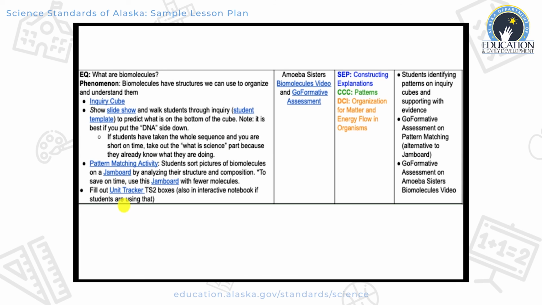And as you read into the unit itself, you can see the inquiry cube activity. There's a slideshow that you can follow up with that conversation, and some additional pattern matching activities, because the cross-cutting concept for this lesson is patterns, and you can see that coded over here in green. You can also see that the science and engineering practice is constructing explanations. And then finally in orange, you see our disciplinary core idea. And there's all sorts of helpful links for you as a teacher to begin to orchestrate this three-dimensional learning after you've introduced your phenomena.